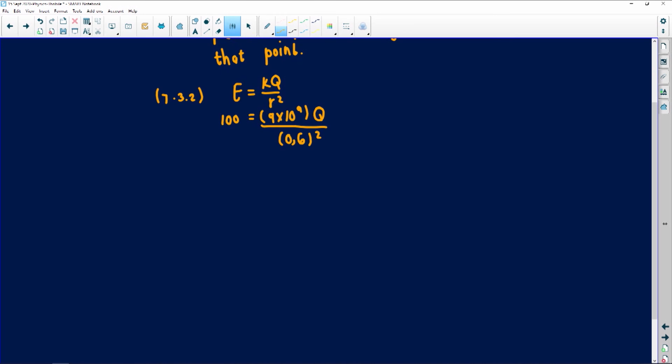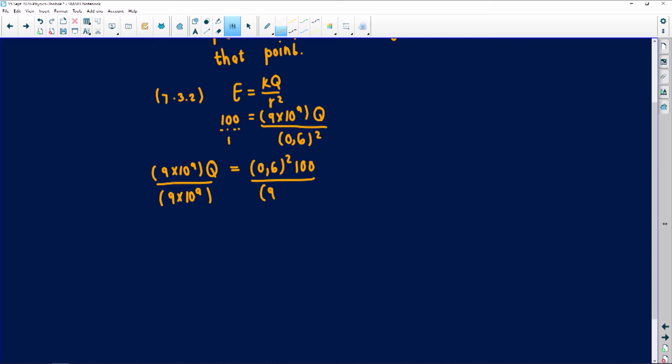So now it's just mathematics. I'm going to put this over a 1 and cross multiply. On this side, I'm going to have 9 times 10 to the exponent 9 and I still have Q. Other side of my equation sign, I'm going to have 0.6 squared multiplied by 100. I want Q by itself because I'm looking for charge, so I divide both sides by 9 times 10 to the 9.